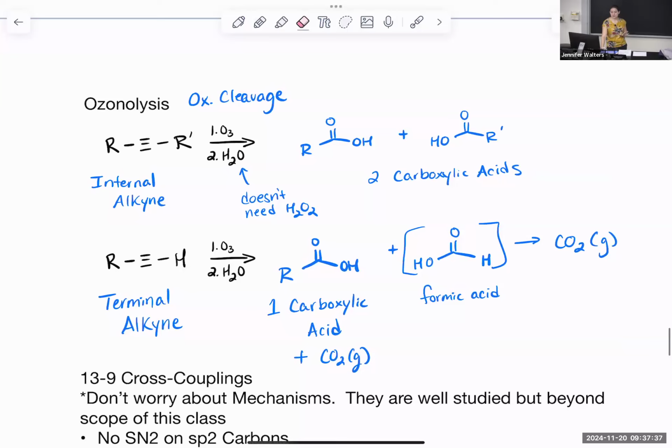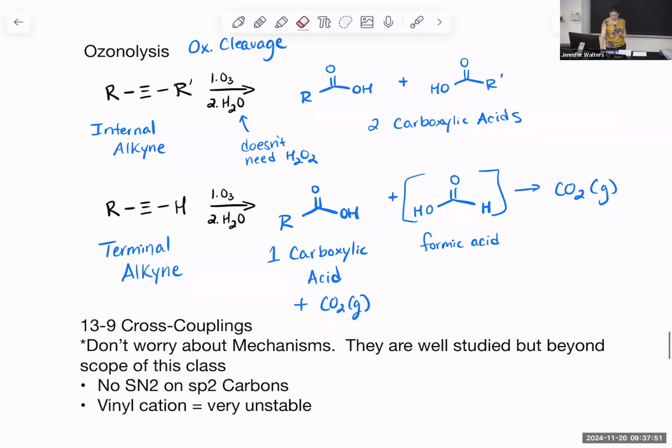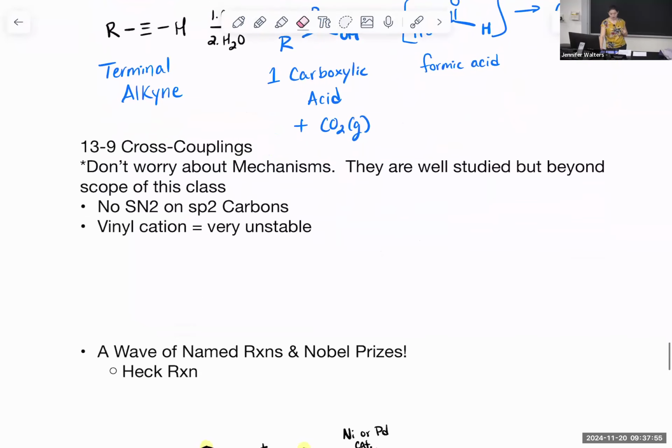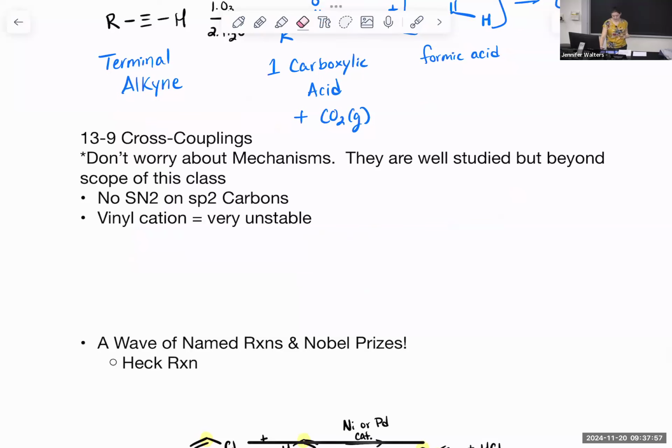Are there any questions about doing normal addition reactions with our alkynes? All right, sweet. So additional reactions that we're going to have are cross-coupling reactions.